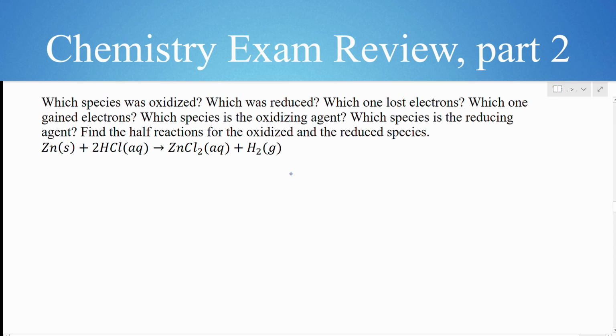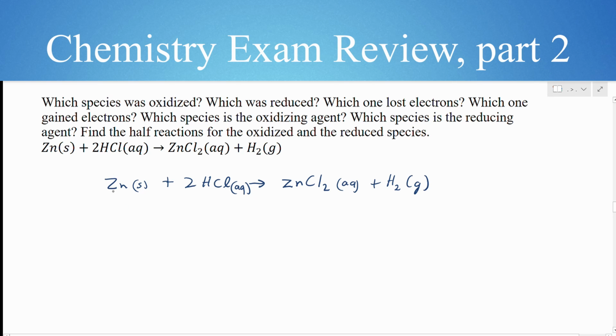And it's important to know for redox reactions that you have to balance the equation, okay, so that the electron transfer can be equal. Okay, and so we see that this reaction is balanced. We have 1 zinc on each side, we have 2 hydrogens on each side, and we also have 2 chlorines on each side. So the next step is to find the oxidation numbers of each element in this reaction.